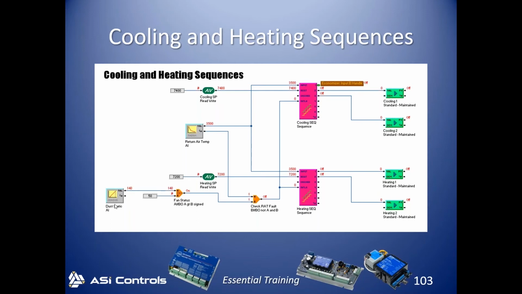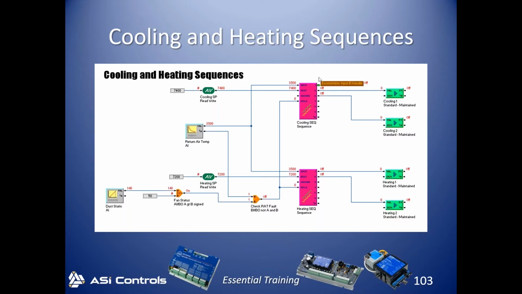We've already configured the duct static input. We'll configure the return air temp to read as temperature. We'll have a couple AVs for our base heating and cooling set points. We'll interlock both sequences to make sure the fan is running and that the return air temperature sensor looks reliable, not shorted, not open.